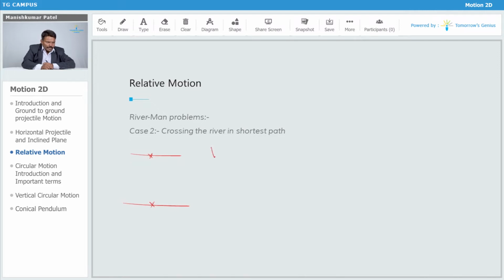We have just seen that Vm is equal to VMR plus VR, where we have taken the various components. Obviously, we already wrote that, which is nothing but VMR cos theta plus VR in the i cap direction, and similarly VMR sin theta in the j cap direction. So this is definitely the value of your D.